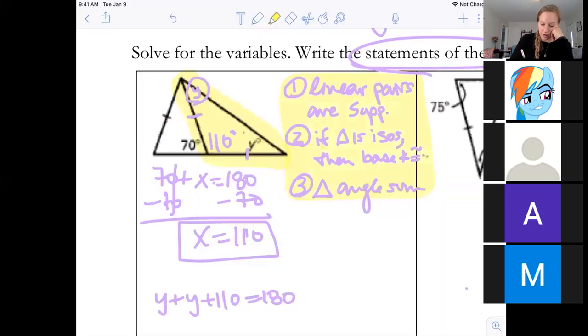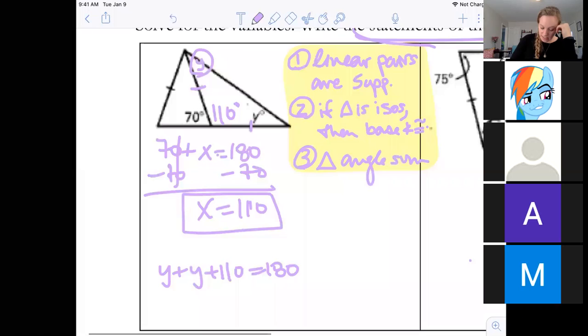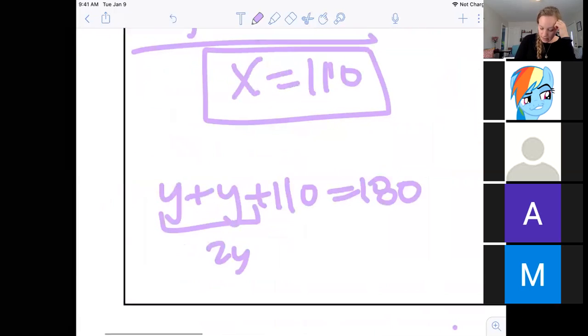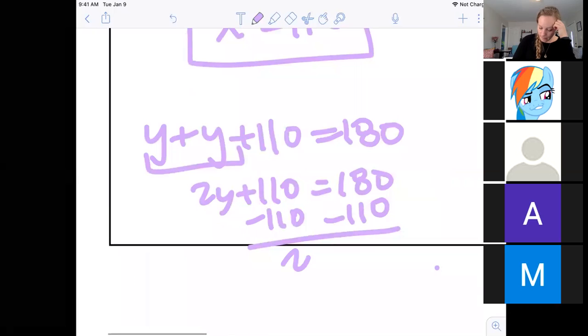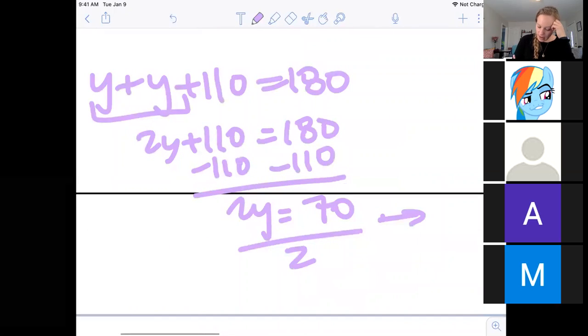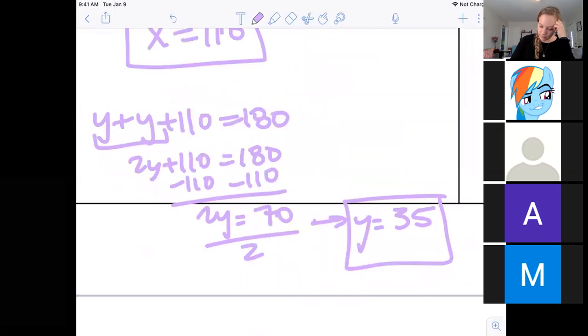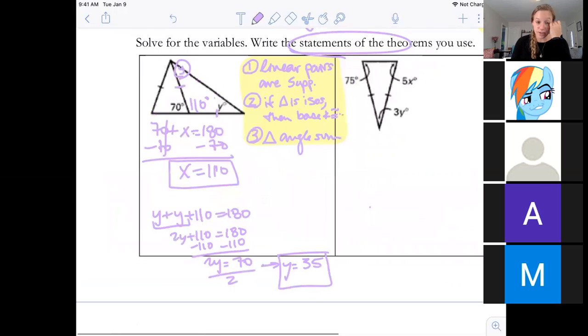And I believe it's what Austin told me like 20 minutes ago at this rate. Combine my two y's. I'm going to minus my 110 from both sides. I'm going to divide by 2, and I get y equals 35. So we do need to make sure we show all of this work on how we got there so that I know what you're doing.